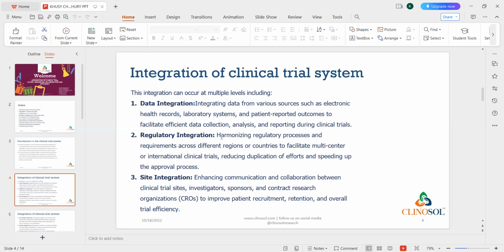Regulatory integration: harmonizing regulatory process and requirement across different regions or countries to facilitate multi-center or international clinical trial, reducing duplication of effort and speeding up the approval process. Site integration: enhancing communication and collaboration between clinical trial site, investigators, sponsor, and contract research organization to improve patient retention and overall trial efficacy.